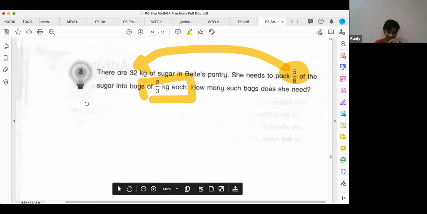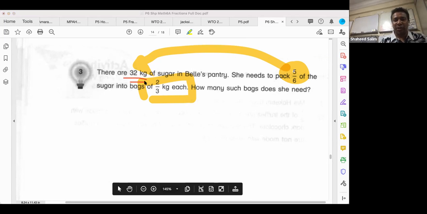Belum maghrib lagi. Okay, first we find out now. There is 32 kg of sugar. She needs to pack 5/6 of this sugar. So what is 5/6 of this sugar? We find out first. Of means times 32.